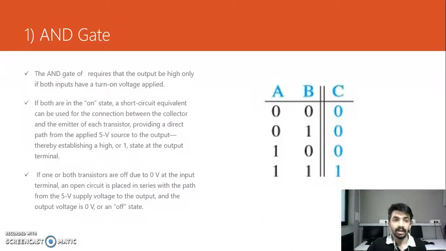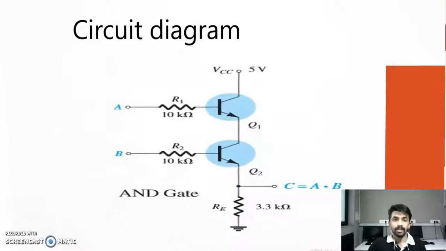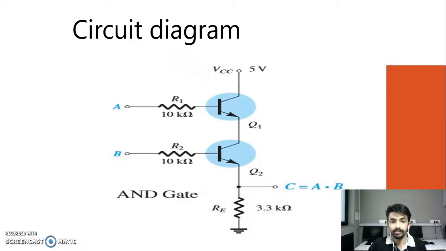The AND gate. The AND gate requires that the output be high only if the inputs have a turn-on voltage supply. This means that the AND gate requires only a high supply. If we give 0 volt at one terminal and 1 volt at the second terminal, the circuit will not work. The circuit diagram of the AND gate.